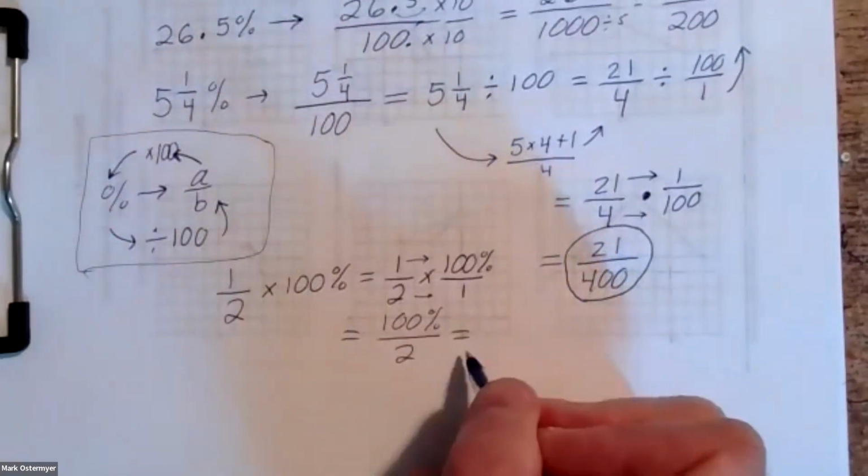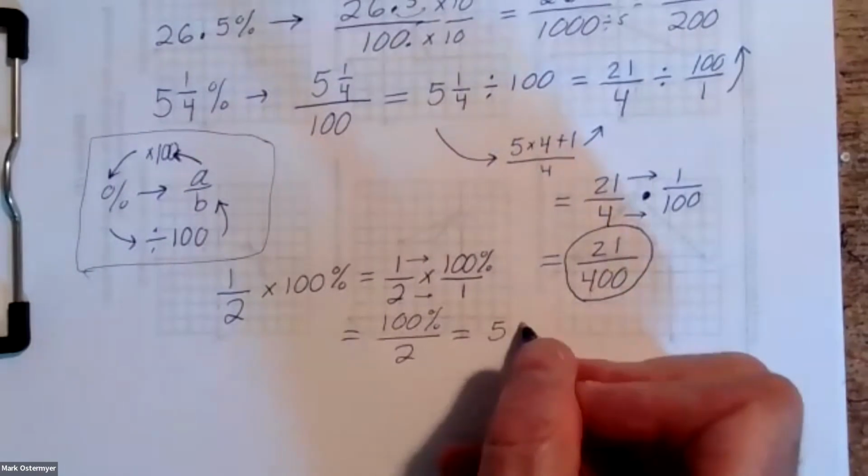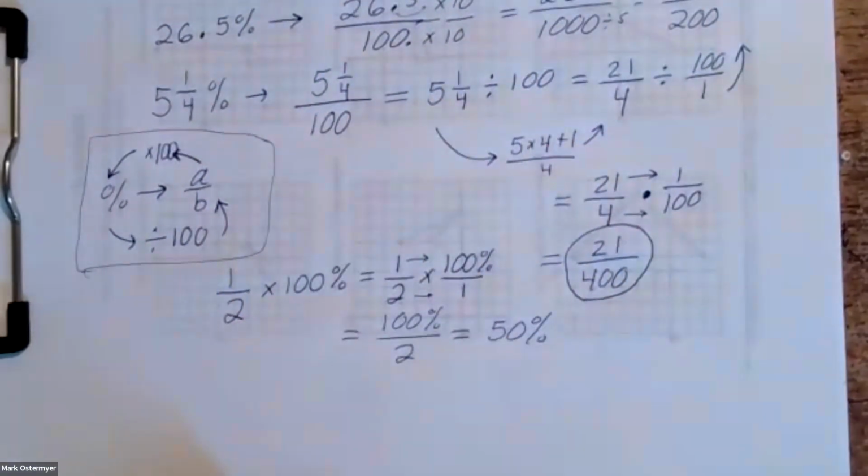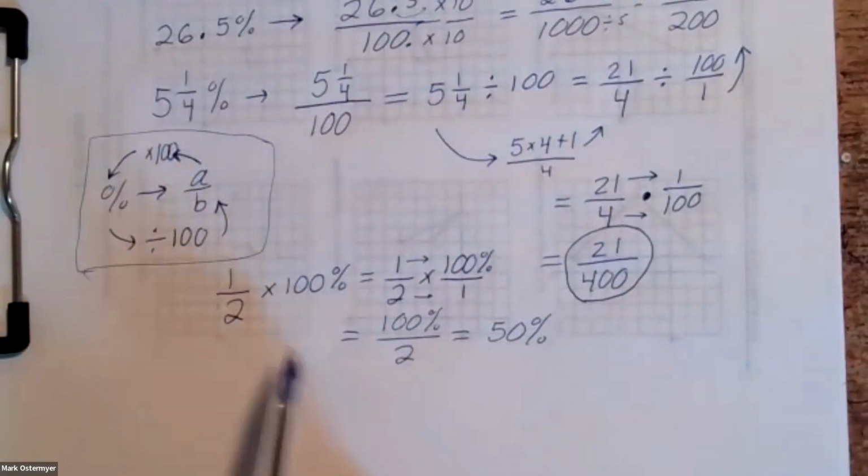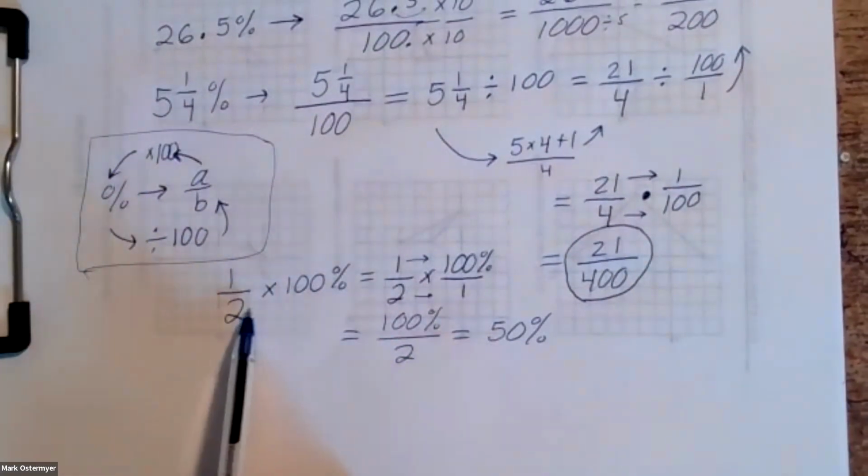Now, what's 100% divided by 2? 50. You get your 50%. You see, that's manually how to show I showed you how to change 1/2 to a percent. Multiply by 100%, and you got it.